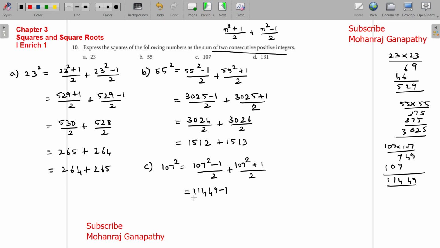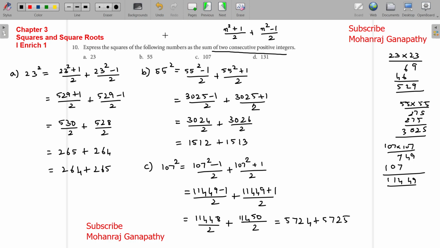(11449 minus 1) divided by 2 plus (11449 plus 1) divided by 2. So 11448 divided by 2 plus 11450 divided by 2. Our answer is 5724 plus 5725. Is it clear?